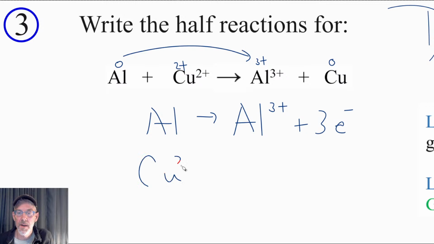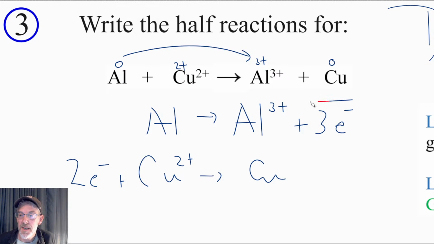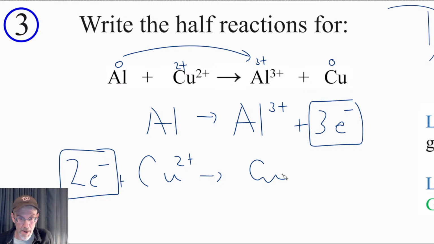Over here it goes to Cu. So the only way we can balance this is put 2 electrons here. And those are the half reactions. So that's pretty simple. But what you really want to understand is these electrons here, they're the same electrons. This isn't balanced, but the aluminum loses the electrons and the copper gets them.